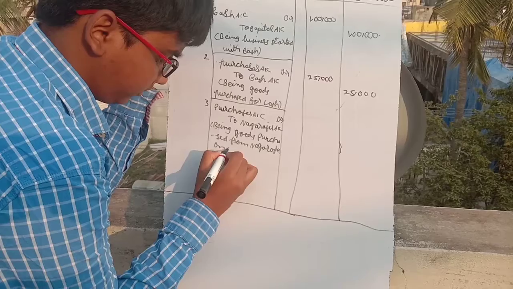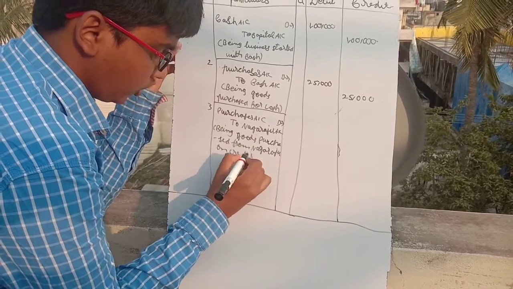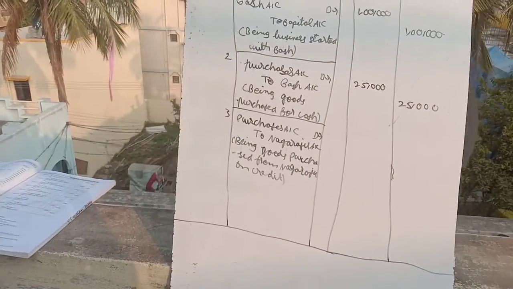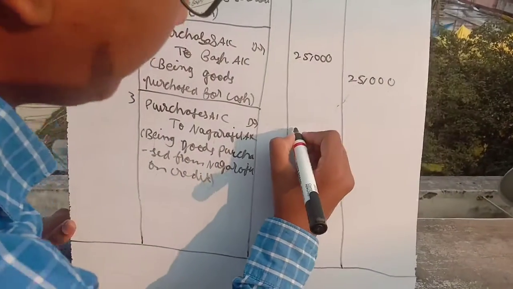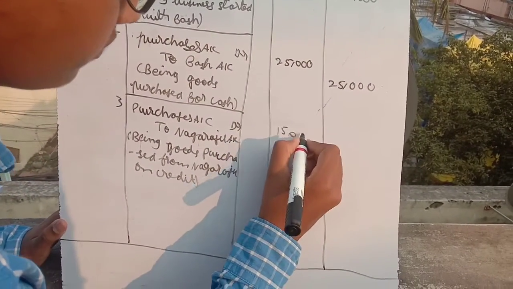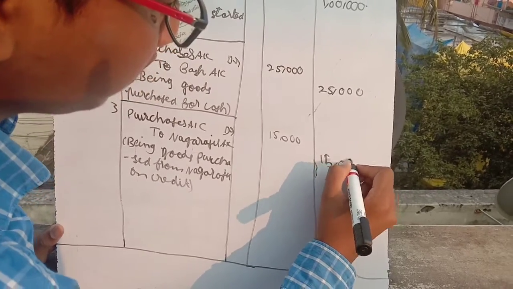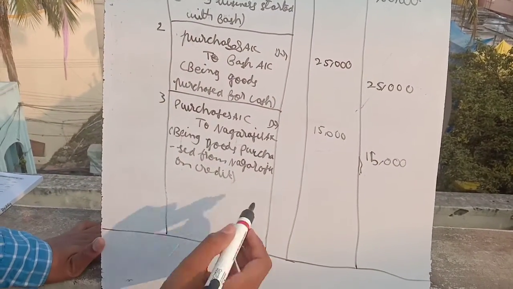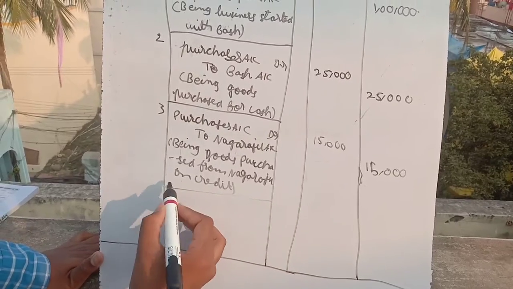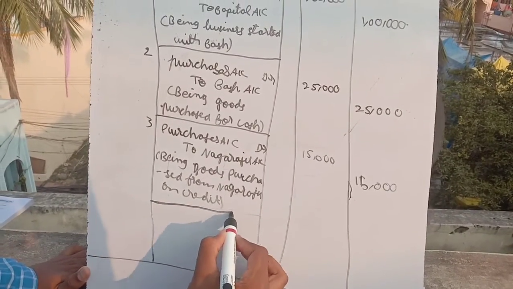On credit. So what is the amount? That is 15,000. On the debit side 15,000 and also on the credit side 15,000. So friends, this is the third journal entry, and now the returns journal entries will come.